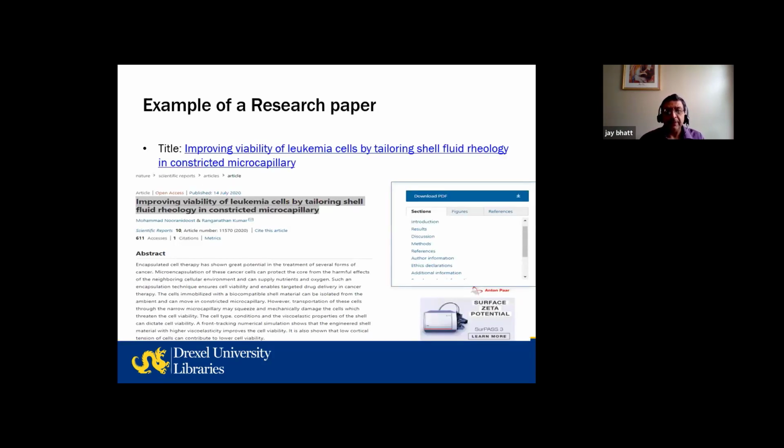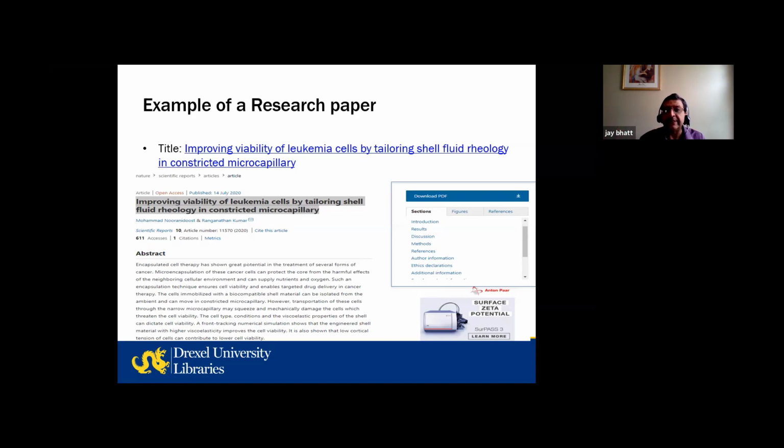Examples of a research paper. So here's a link to a paper, and I have included a small screenshot of this. It is just an abstract, but on the right, you can see a link to download the full paper.